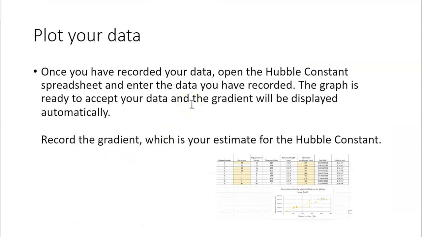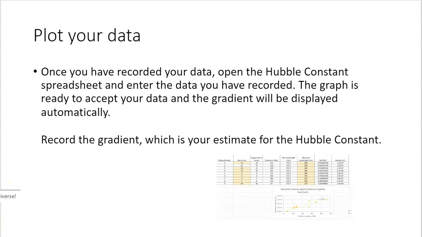Once you've recorded all that data, then there is a spreadsheet in the VLE lesson which has been set up for you so that only the yellow sections are where you add your data. That's the data from your table, and the spreadsheet will automatically plot those data points and give you a gradient for that line, and that value will represent the best estimate of the Hubble constant from your data.